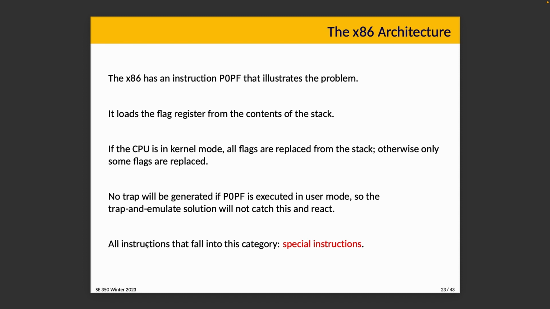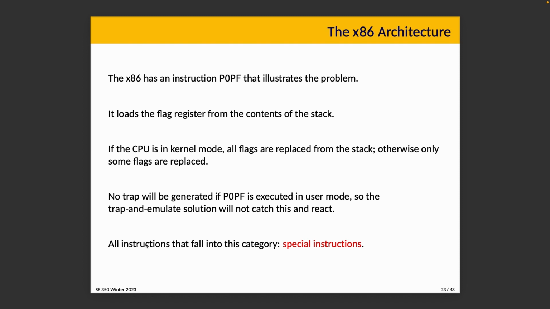And so no trap will be generated if the popf command is executed in user mode because, well, maybe that's actually what you wanted. You just wanted to execute the user mode one where we're only popping the user modifiable flags, but we don't know. And so trap and emulate won't catch this and it won't react.